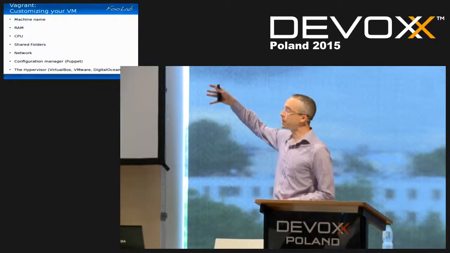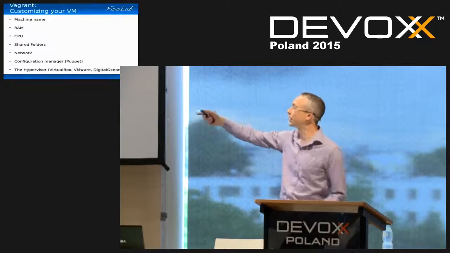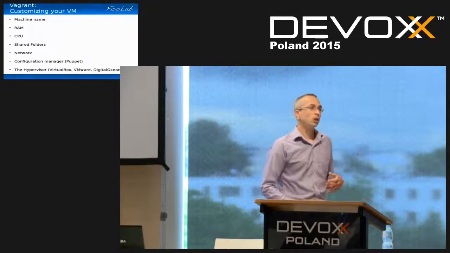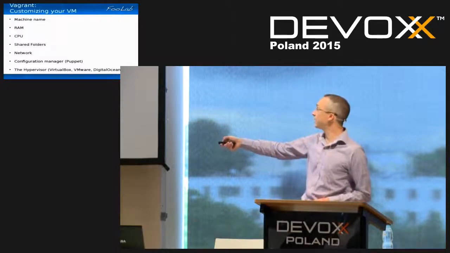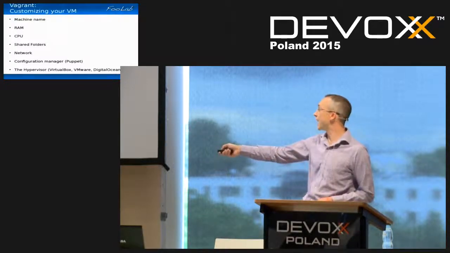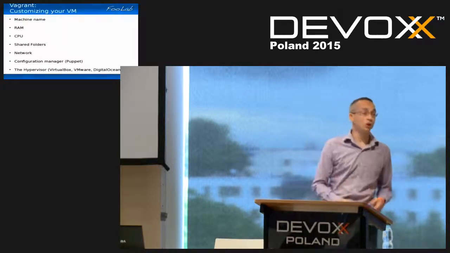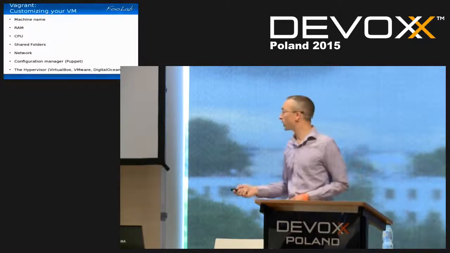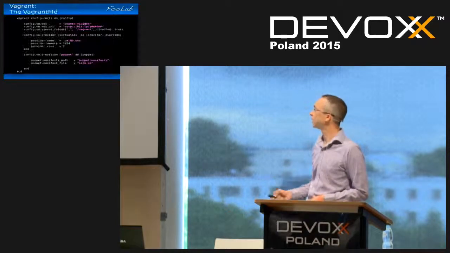So what we'll be able to do with this file later is name your virtual machine, manage your RAM, the CPU, shared folders, network cards, and the configuration manager, the hypervisor, so VirtualBox, VMware, or DigitalOcean. It all depends where you want to publish your virtual machine.